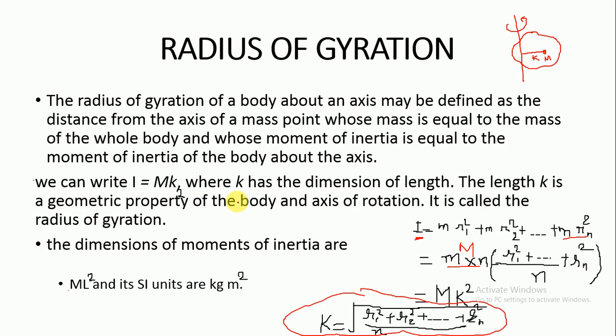So the moment of inertia is basically Mk square, where k has the dimensions of length. The length k is a geometric property of the body and axis of rotation. It is called the radius of gyration. The dimensions of moment of inertia are ML square and SI units are kilogram meter square. So in this way you can find out and define the radius of gyration.